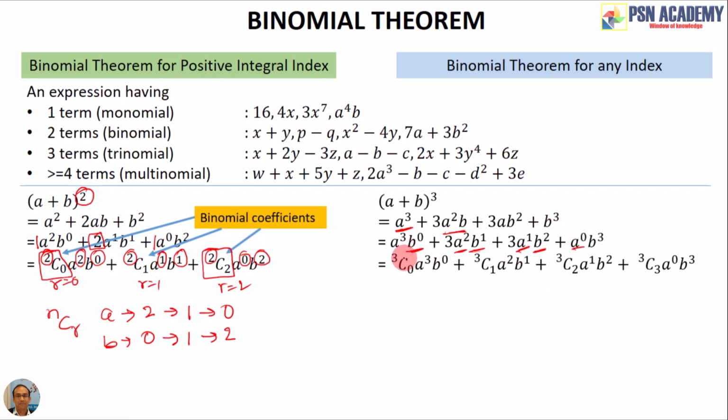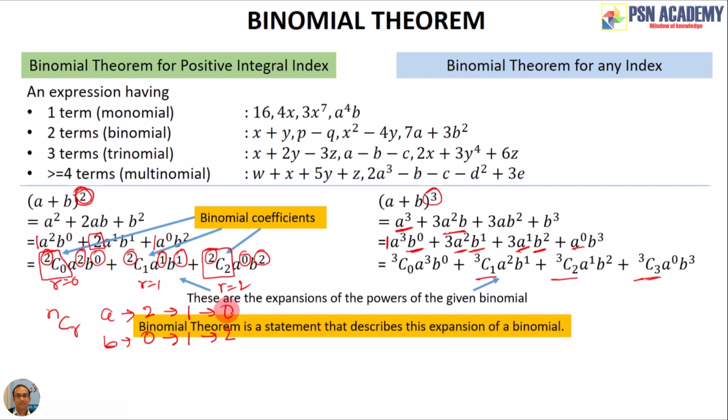Now I go with the coefficients. In place of 1 here we can write 3c0. In place of 3 we can write 3c1, then we can write 3c2, and then we can write 3c3. This kind of expansion is actually following a pattern, and that pattern will give you the expansion based on the power here we have used.